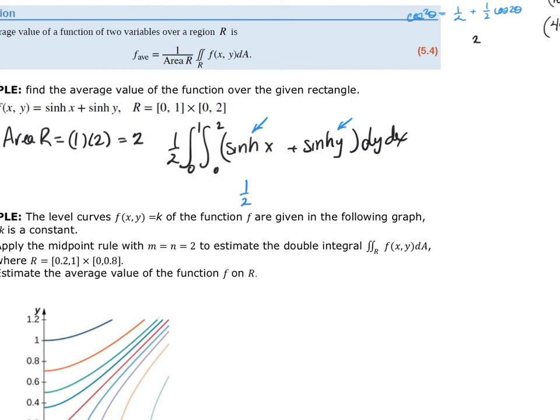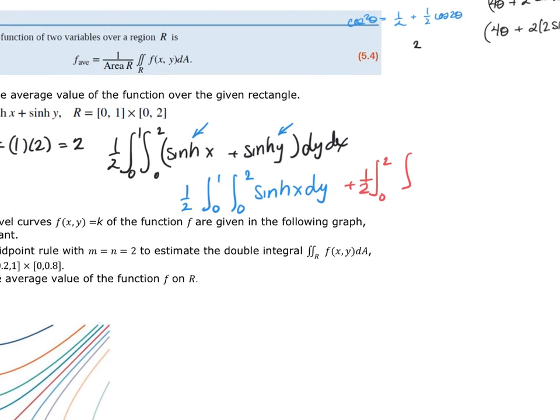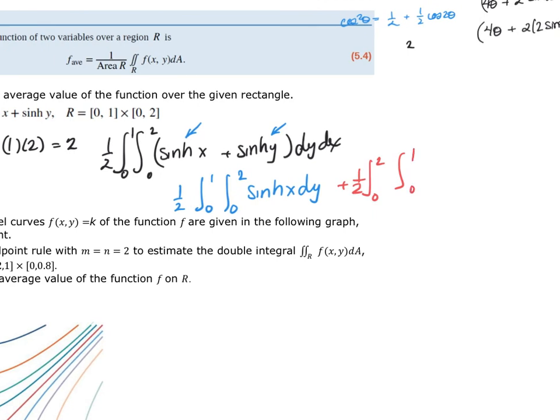So I have 1/2. I'm going to do this with respect to y first. So it's going to be 0 to 1 and 0 to 2 of the hyperbolic sine of x dy. And then I'm going to do the opposite. So from 0 to 2, don't forget the 1/2, and then from 0 to 1 of the hyperbolic sine of y dx and dy. And don't forget I need to have the dx right there.